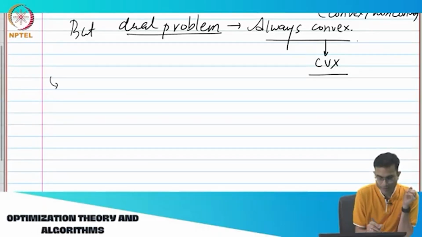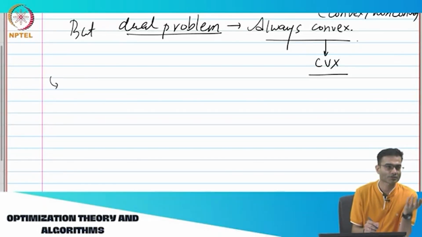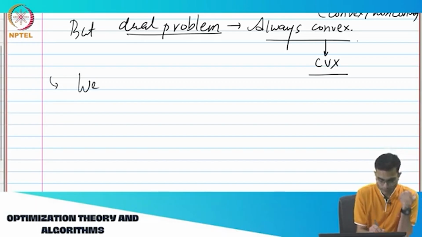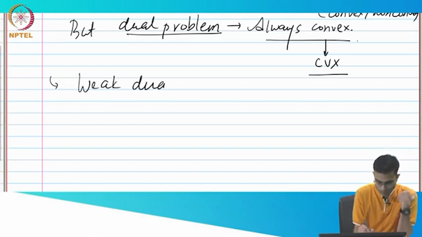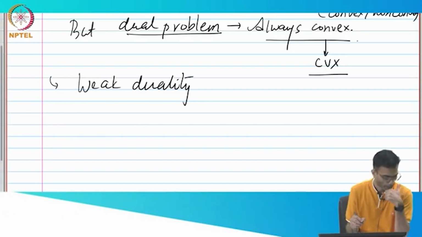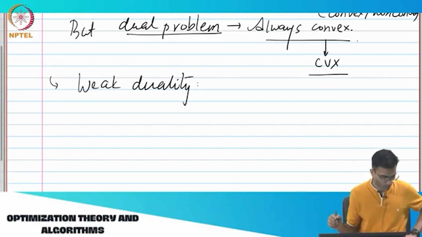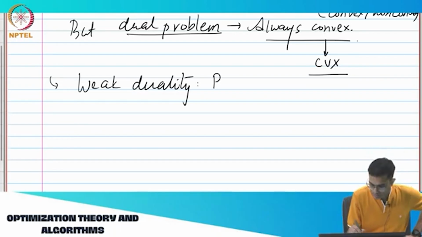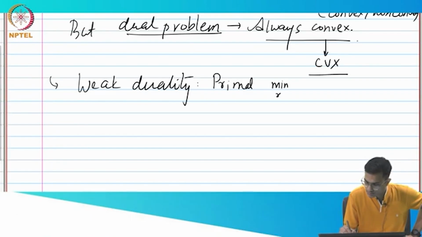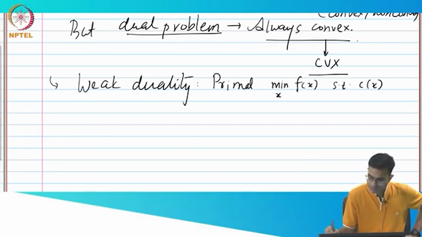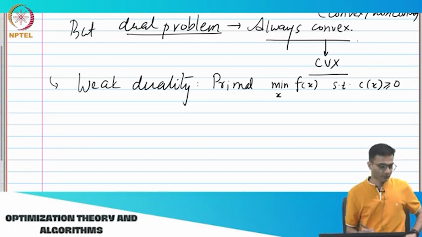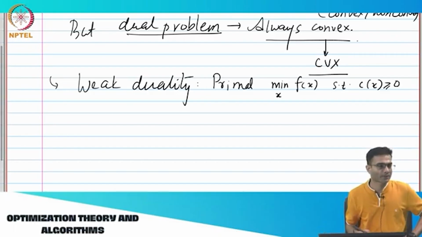This is what we study under the title of weak or strong duality. So let's note down what the primal problem is again. It's minimize f of x such that c of x is greater than or equal to 0. This is our constrained optimization problem.